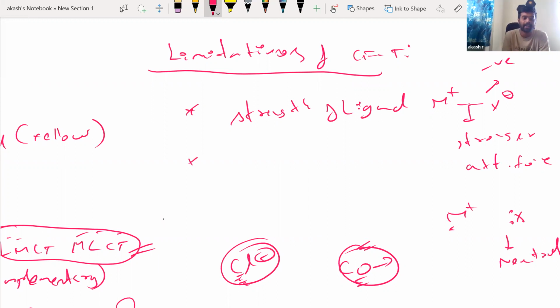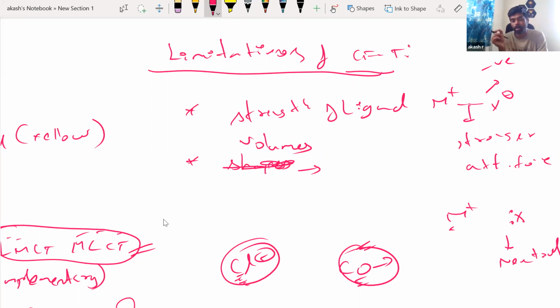And then CFT said that all the ligands are going to be point charges. So the shapes are not that much explained. I would not say shapes, but say the volumes of the complexes. They will have some volume, but it said that the metal and the ligand are to be considered as point charges.